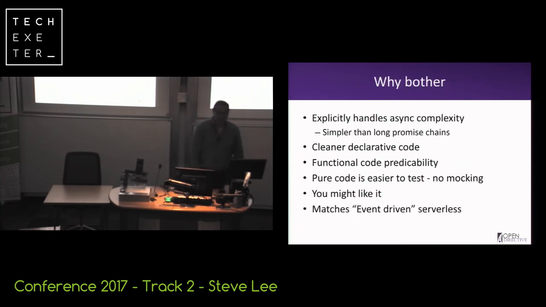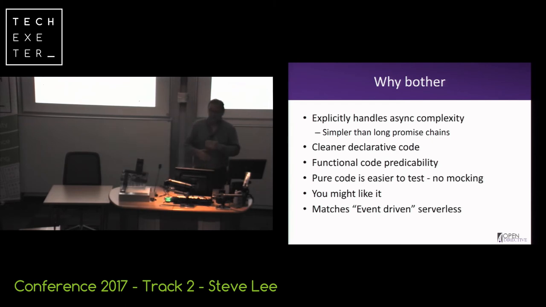Okay, why bother? Well, here's some examples. It explicitly handles complex asynchronous orchestration problems. And even just using sync, it can be simpler than long promise chains. Everyone's used to those horrible things, and admittedly, async await makes that a lot easier. But one thing I haven't put there is you can actually cancel streams. It has cancel semantics. You can't cancel promises. Once you've got the promise going, it will resolve.